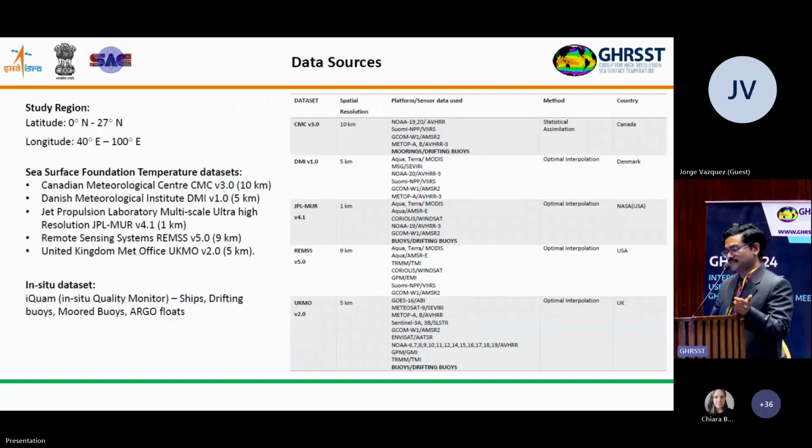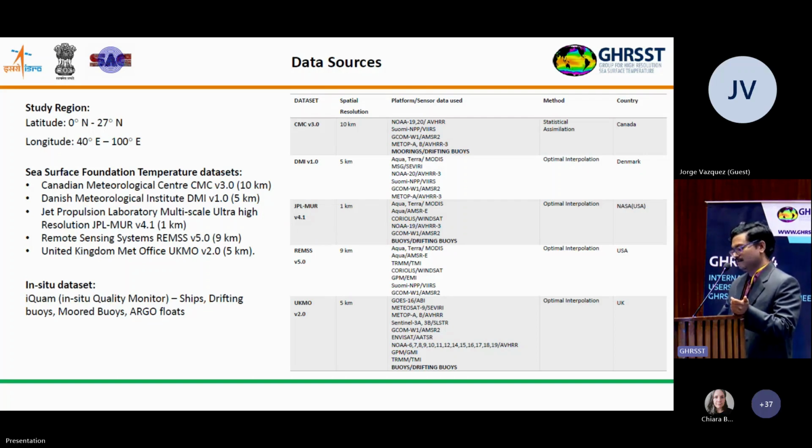So coming to the data sources, since this is a pilot study, a small study which we have conducted for 1 year, 2021, for the region consisting of Northern Indian Ocean. The latitude and longitudes are present here, and we analyzed 5 GHRSST products from different Met agencies. The list is here: Canadian Meteorological Center, CMC, DMI, Danish Meteorological Institute, JPL MUR data, REMSS, and UK Met Office data. And you can see that they are all of different resolutions as well.